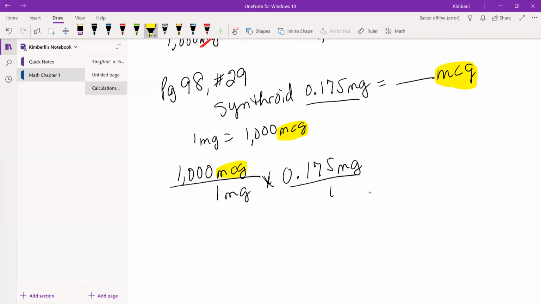So now I've got micrograms on top. Milligrams are going to cancel, leaving me with micrograms. And basically, when there's only 1 on the bottom, that tells you to multiply and not divide. You don't need to divide. You're just going to multiply. 1,000 times 0.175 is equal to 175 micrograms. So that's how many micrograms are in 0.175 milligrams. I'm going to pause for a moment here.